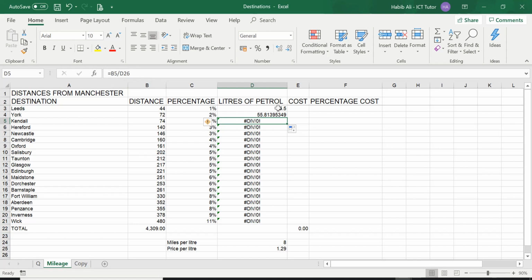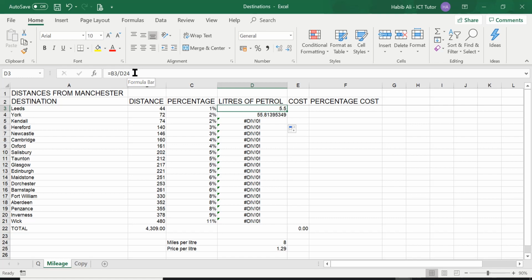But D, if I take you right to the top, it should have been the original one, D24. We do not want D24 to change. So D24 needs to remain static. It needs to be constant, it needs to be frozen, whatever word you want to use. But it should not change as I replicate.